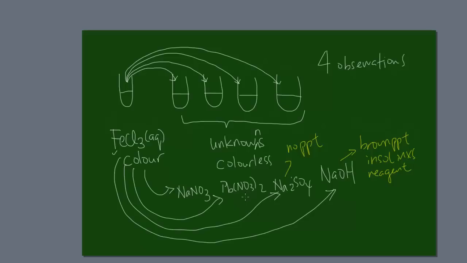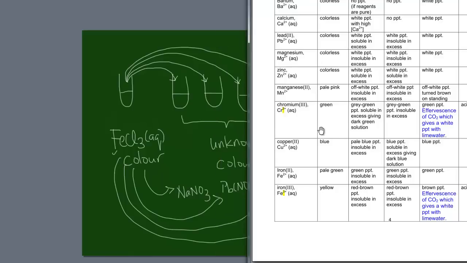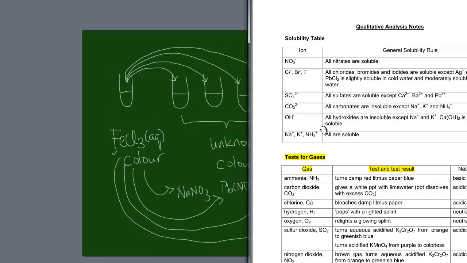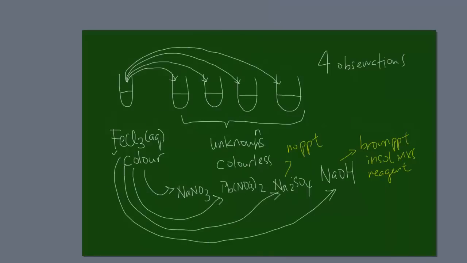You get PbCl2 and Fe(NO3)3. Okay, so this one you get a precipitate because lead chloride is insoluble. Can you remember? I'll just show you the table here. Let's see chlorides. All chlorides are soluble except for Pb2+. So PbCl2 is slightly soluble in cold water. Okay, so I will get a white PPT here for PbCl2.